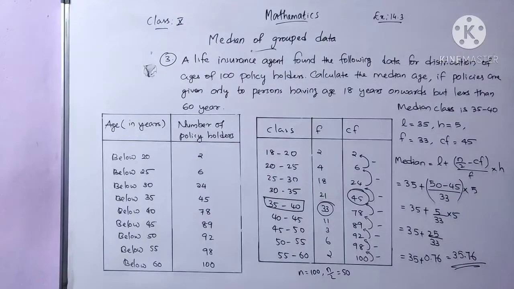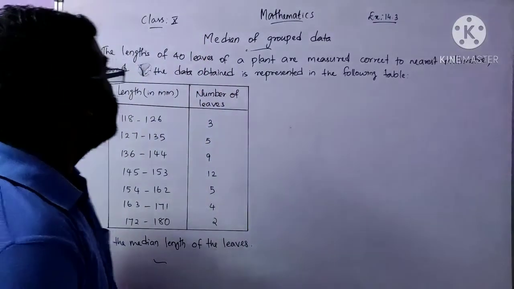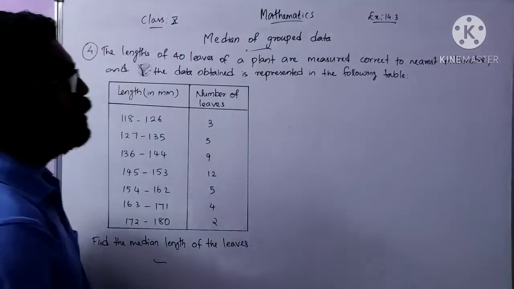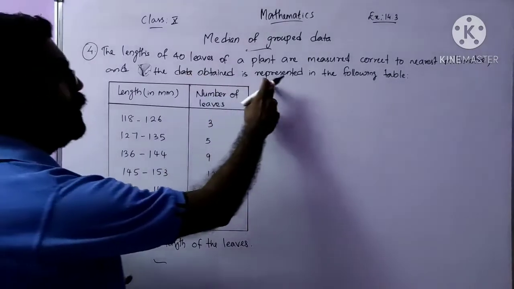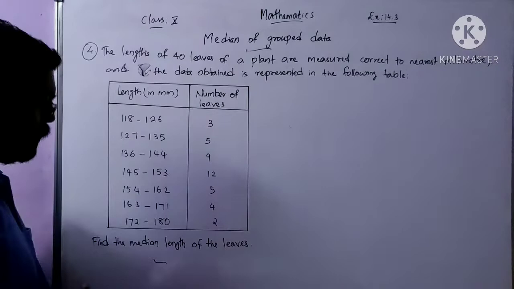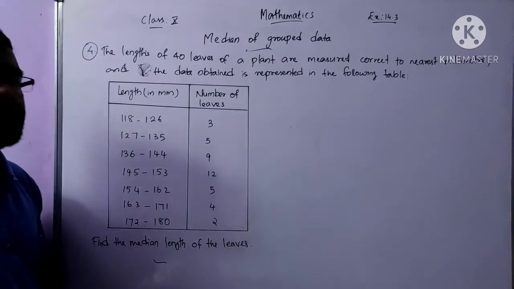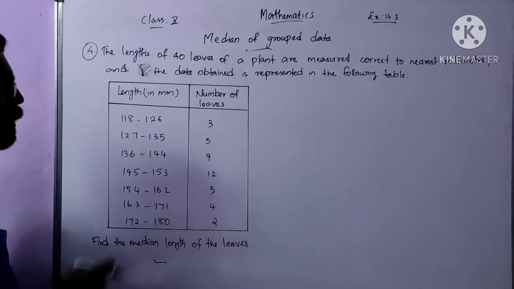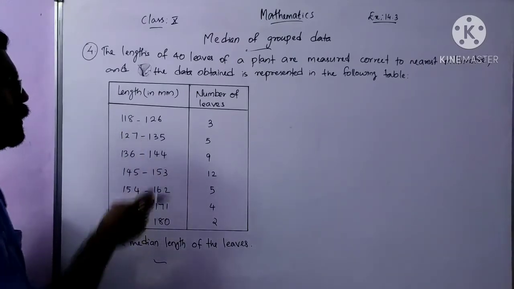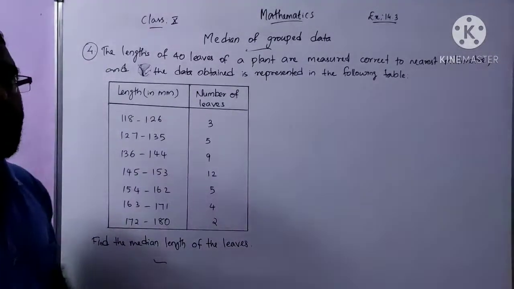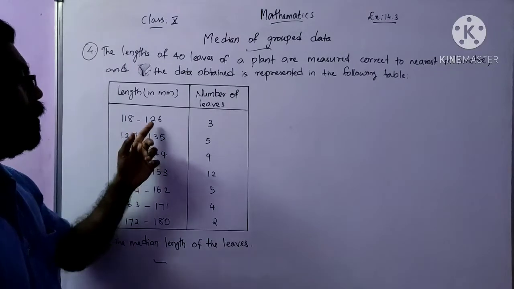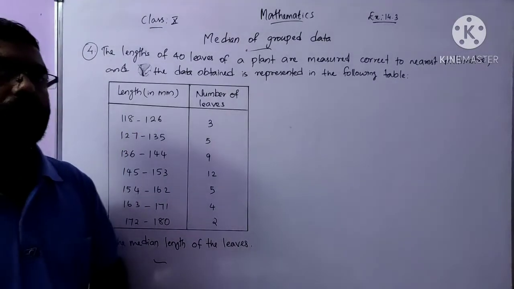Okay. Now we move on to question number 4. The length of 40 leaves of a plant are measured correct to the nearest millimeter, and the data obtained is represented in the following table. Length in millimeter, number of leaves. Find the median length of the leaves. While observing the class interval, we can identify that it is not a continuous frequency distribution. So first of all, make the class interval continuous. For that we can subtract 0.5 from the lower limit and we have to add 0.5 to the upper limit.